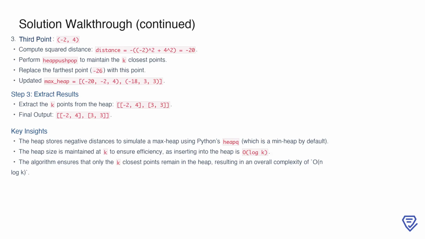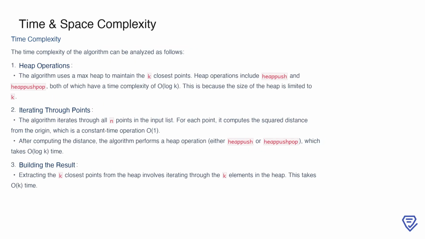Second, maintaining the heap size at k ensures that we only store the closest points, optimizing both space and time complexity. The overall complexity of the algorithm is O(n log k), where n is the number of points. Here, we analyze the time complexity of the algorithm step by step.